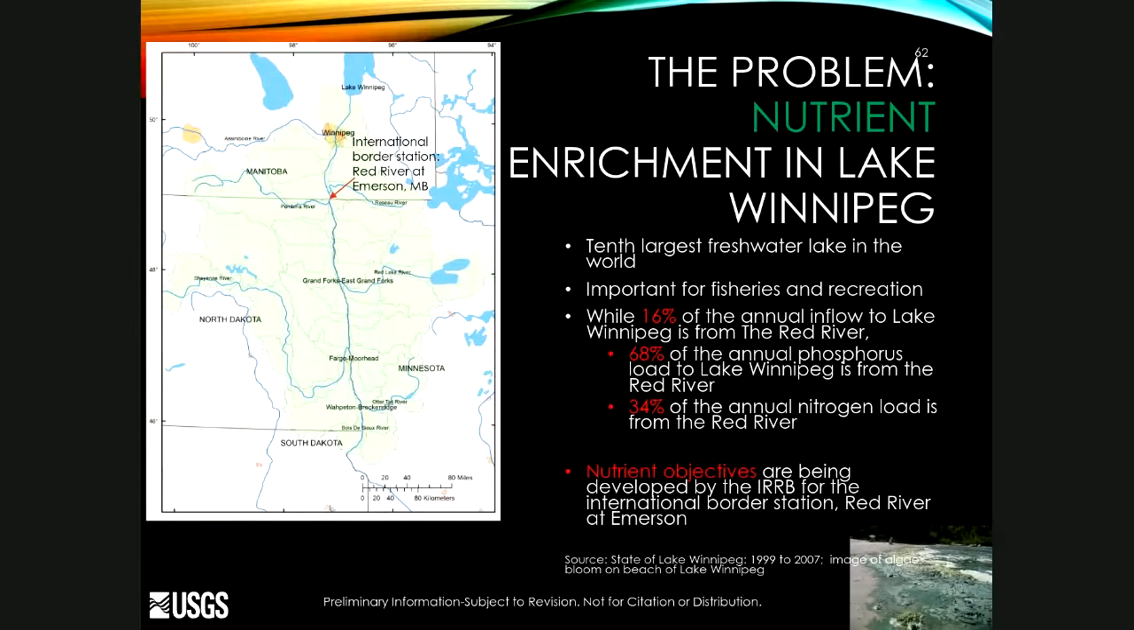So as a result of the issue with the nutrient enrichment, the Water Quality Committee of the International Red River Board has been working on nutrient objectives for the border station, the Red River at Emerson, which I have highlighted there with the red arrow. And I will be talking a little bit about what those draft targets are a bit later.